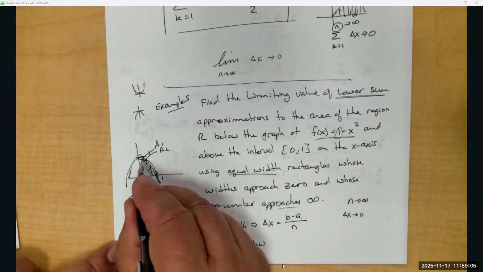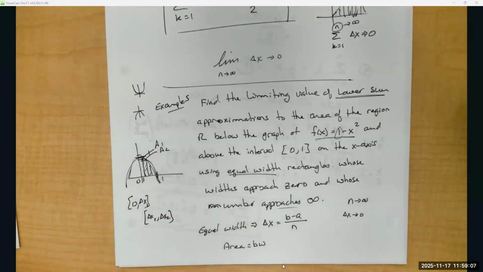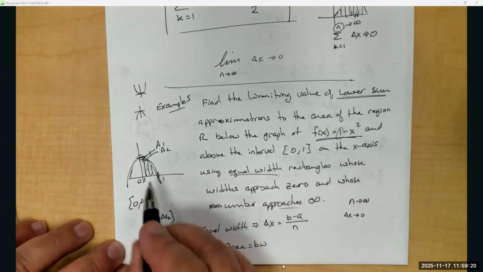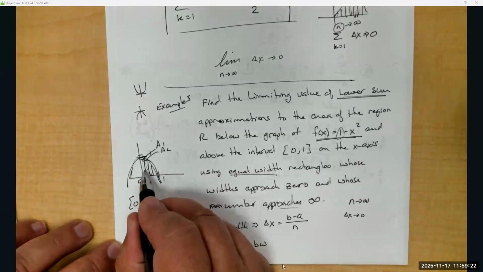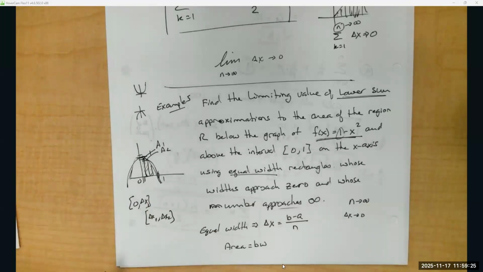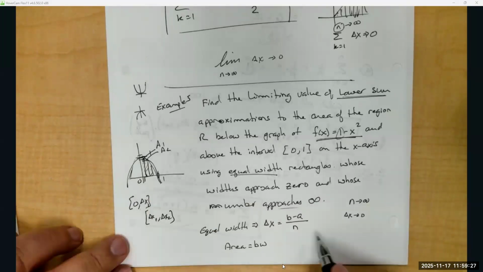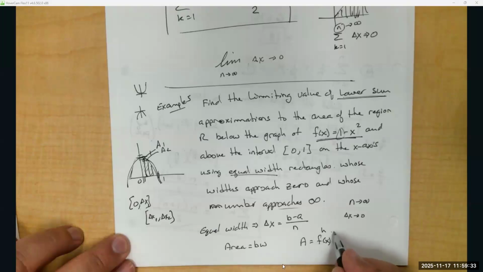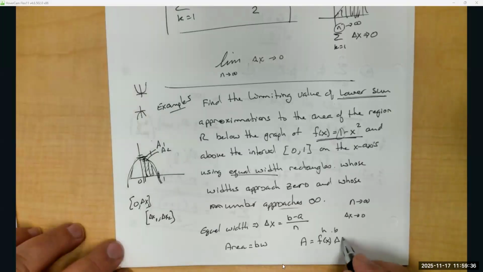So do we have the height? How do we find the height value? That's our f of x. Yeah, that's f of x. The distance from the x-axis to the graph is f of x. So areas are f of x, this is the height, times the base. The base is delta x.